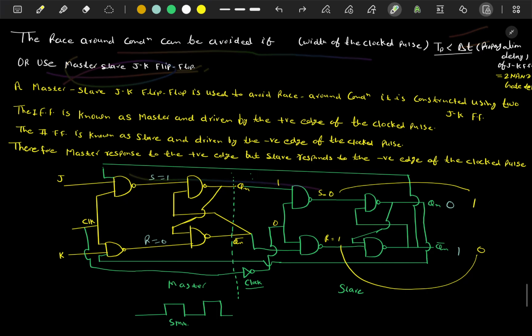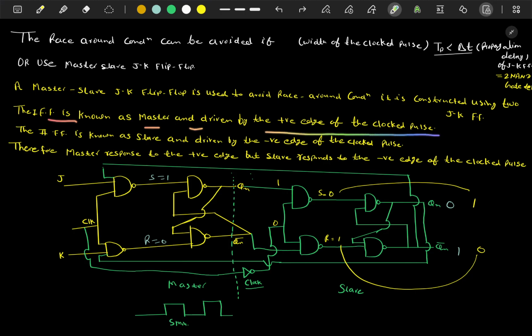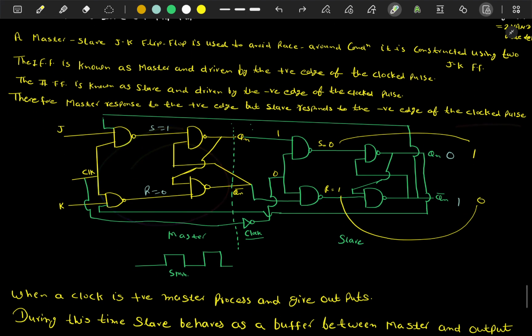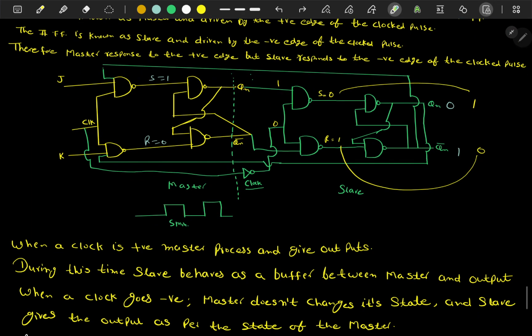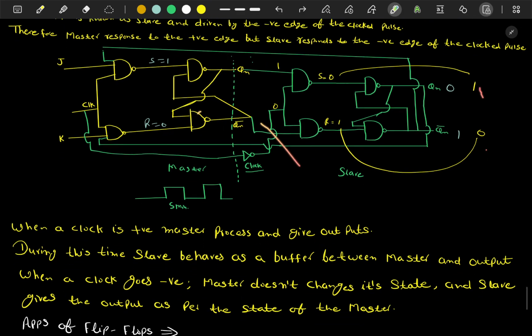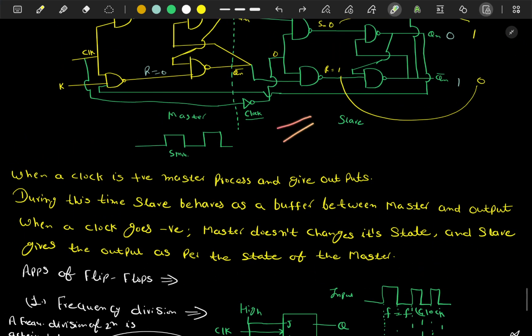So this is the master-slave flip-flop. The first flip-flop is known as the master and is driven by the positive edge of the clock pulse, and the second flip-flop is known as the slave and is driven by the negative edge of the clock pulse. Therefore the master responds to the positive edge, but the slave responds to the negative edge. Look at the circuit. Again the same truth table. You don't have to remember this, you just have to solve the question. We will do numericals, then we will have a clear idea about this.